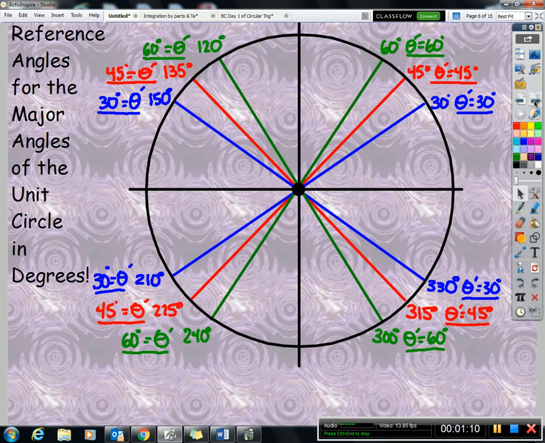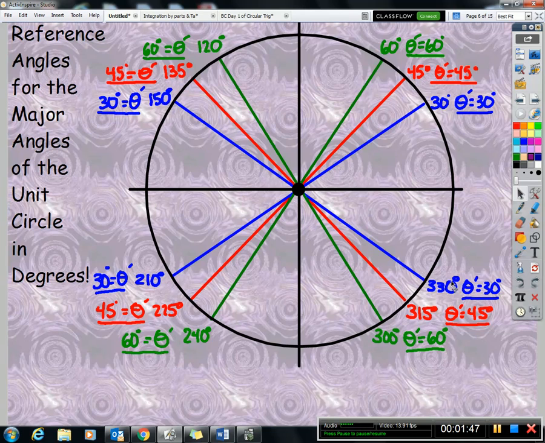Now, if you look at this slide, I am just summarizing the major angles as I color-coded them the very first day of trig. So your four 30-degree multiples are 30, 150, 210, and 330 degrees shown in blue. The reference angle for each of those is 30 degrees because those angles are all 30 degrees from the x-axis. Then you've got your multiples of 45, which are 45, 135, 225, and 315. They're all 45 degrees from the x-axis, so their reference angle is 45 degrees.